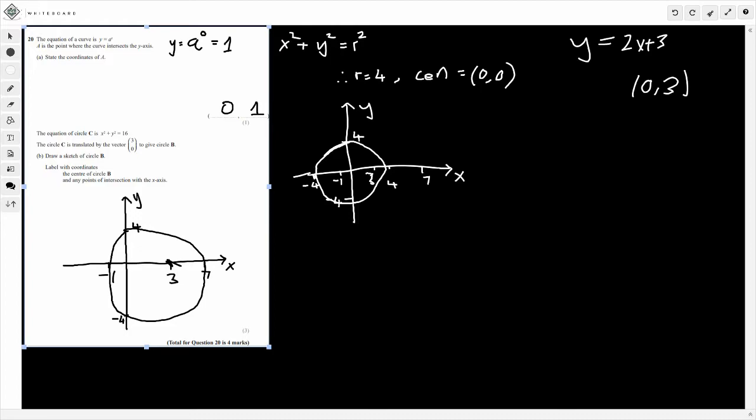And then it cuts through at minus 1. It goes from minus 4 plus 3, which is minus 1. And then it goes from 0 plus 3 to be 3. So that's my centre. And then 4 plus 3 gives me 7. So that's my final point of intersection. And that's it. Them are the 3 marks for it. So I hope that's okay.